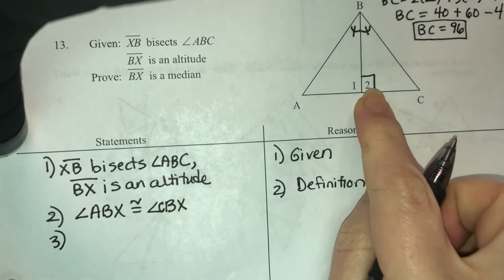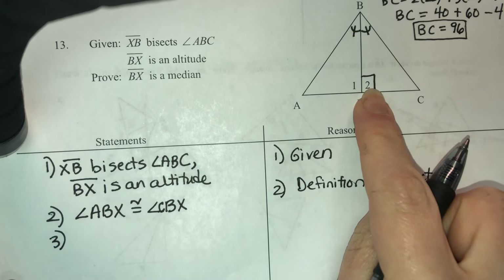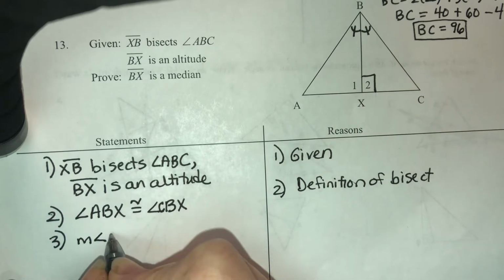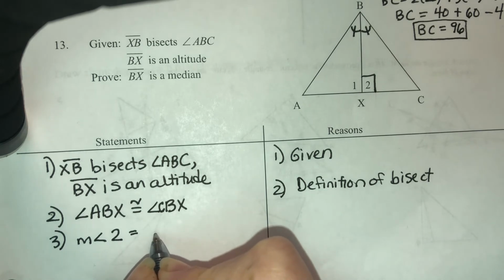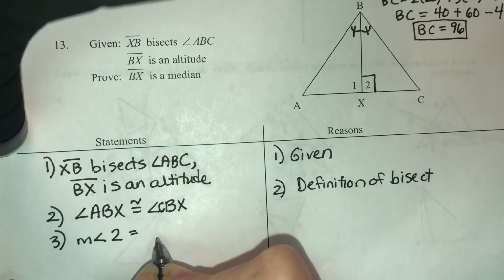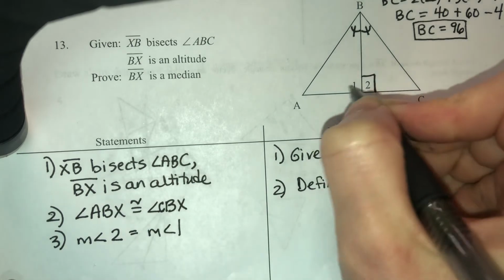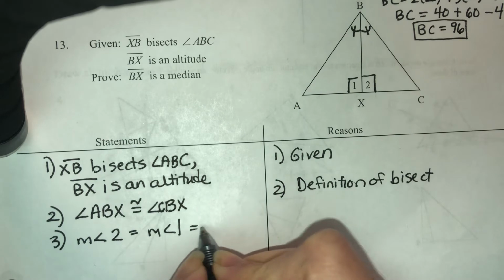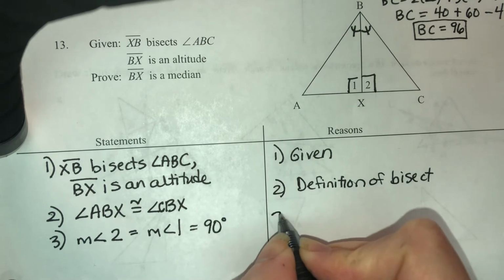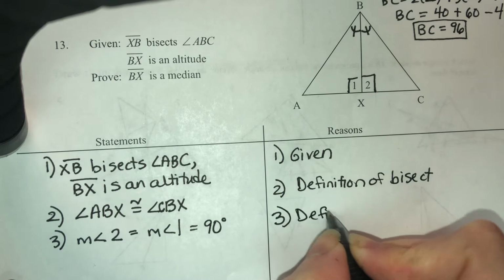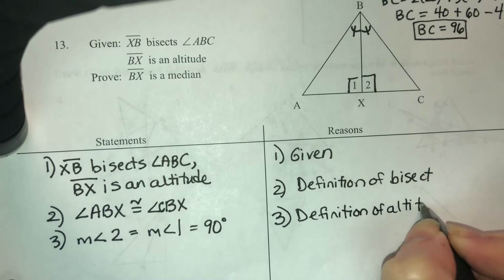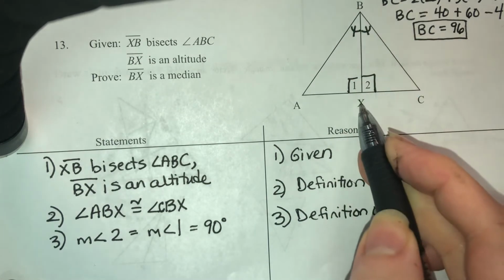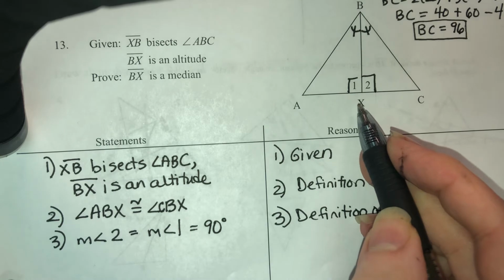Next, we drew a 90-degree angle here. So I can say the measure of angle 2 is equal to 90 degrees. In fact, it's also equal to the measure of angle 1 because it's going to make a 90-degree angle here as well. They're both going to be 90 degrees by the definition of altitude. An altitude is a line segment which meets the line containing the opposite side at a 90-degree angle.